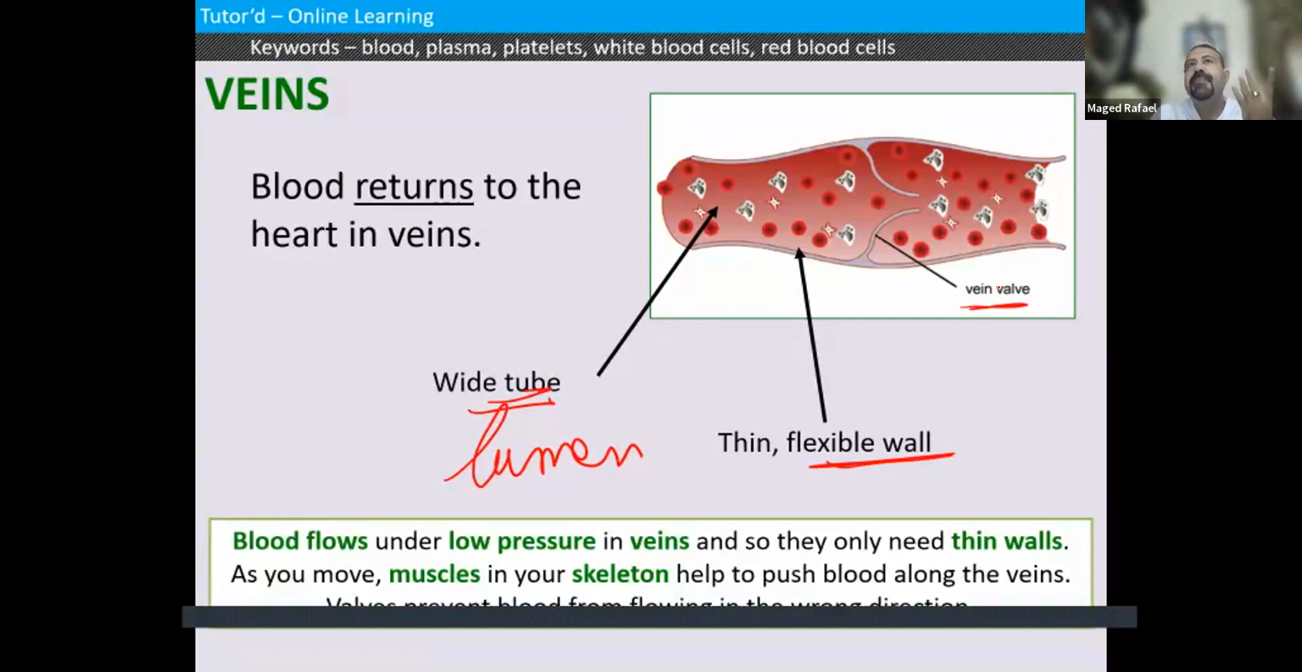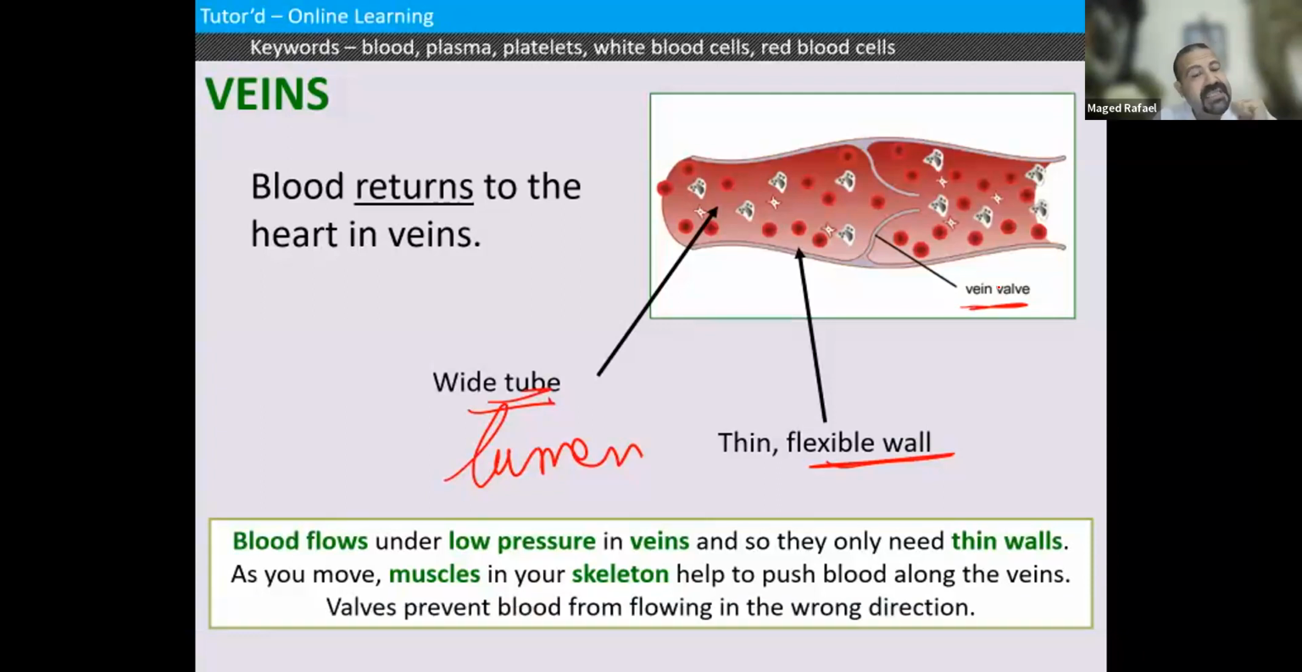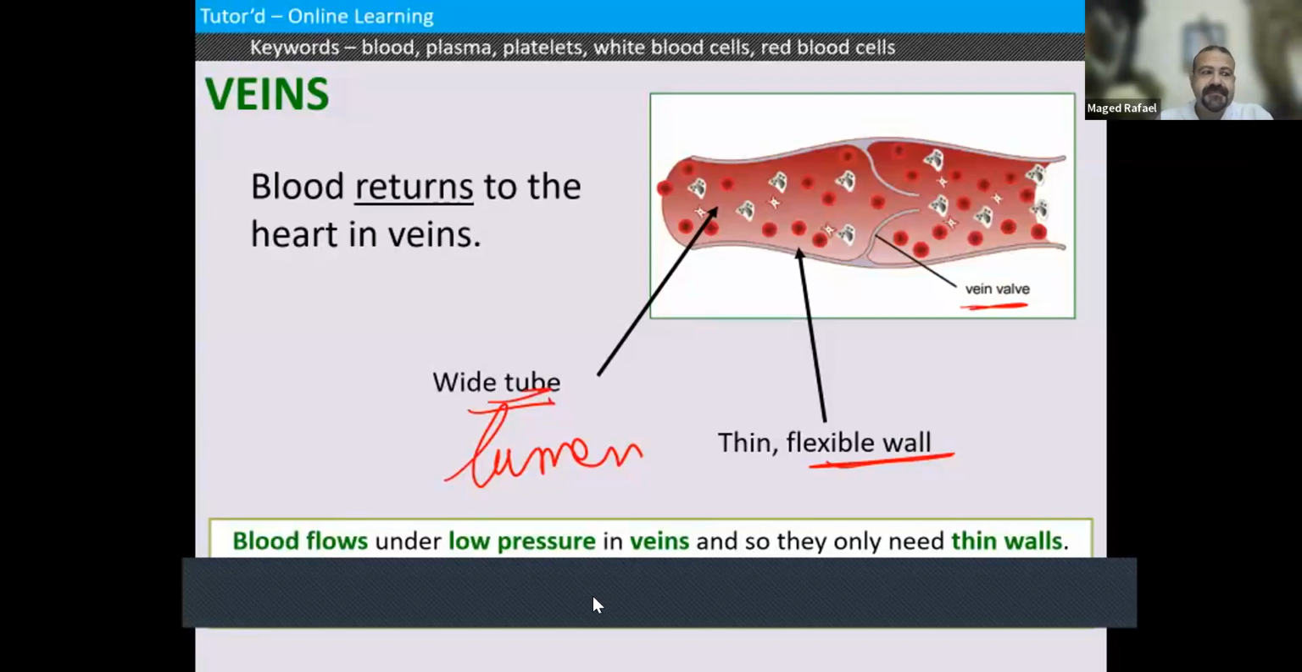What is the main function of valves? Could you please text me? That's what we said last session. What is the main function of valves? Prevents what of blood?